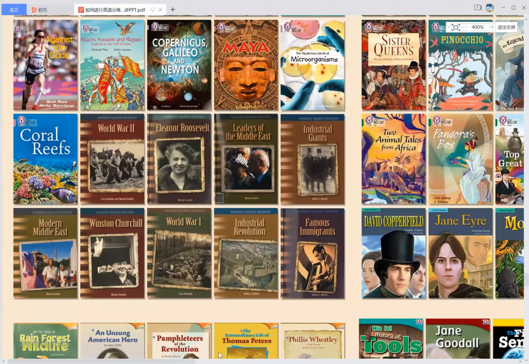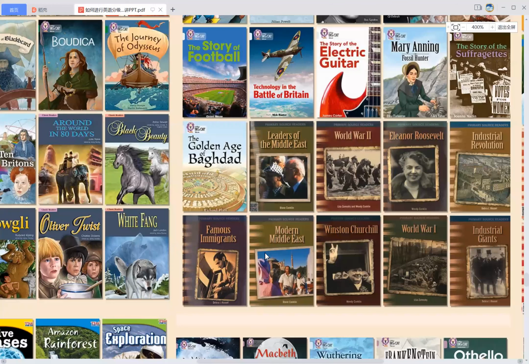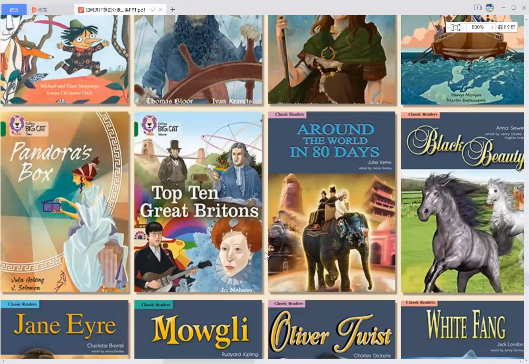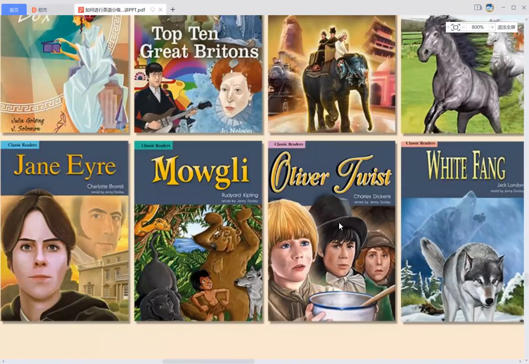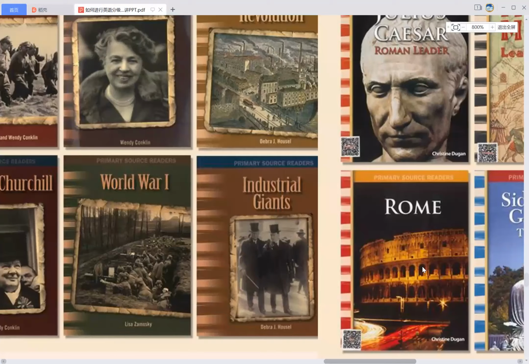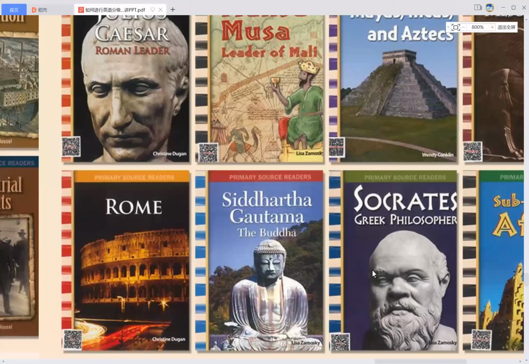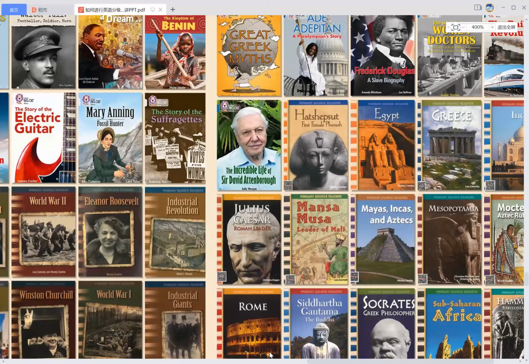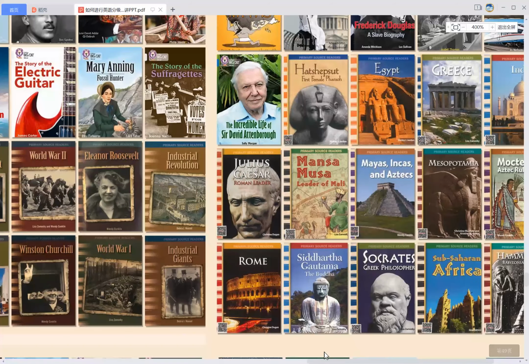And this one in the middle, many of them are class readers: Oliver Twist, White Fang from Jack London, Jane Eyre. Class readers, and also this one you are looking at on the screen.